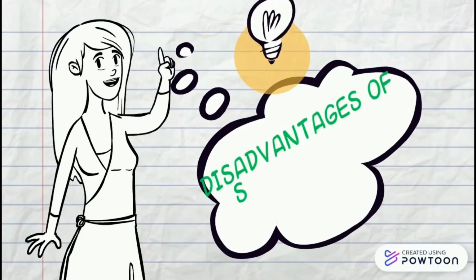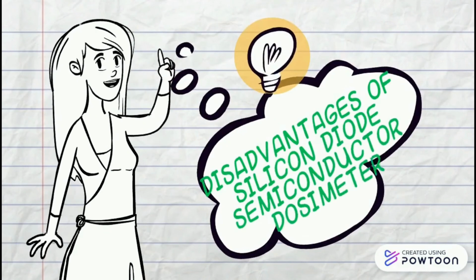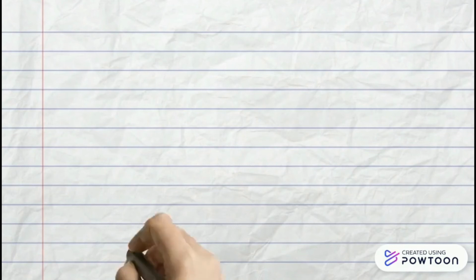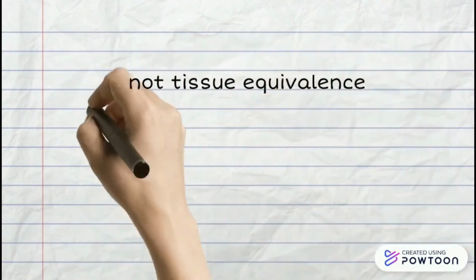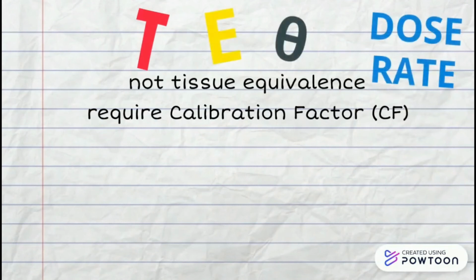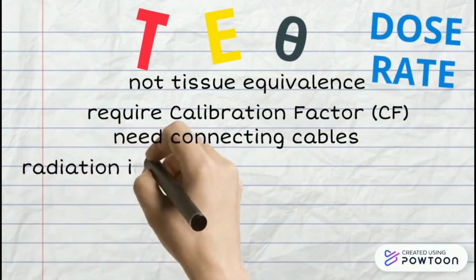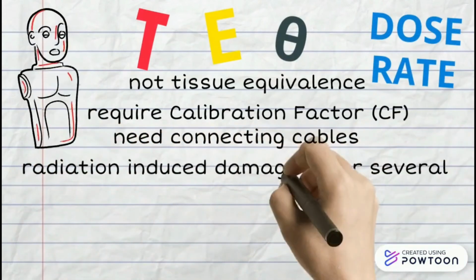Alright, moving on to the disadvantages of silicon diode semiconductor dosimeter. Silicon diode dosimeter is not tissue equivalent and requires calibration factors for temperature, dose rate, energy, and angle. It also needs connecting cables and produces radiation-induced damage after repetitive usage.